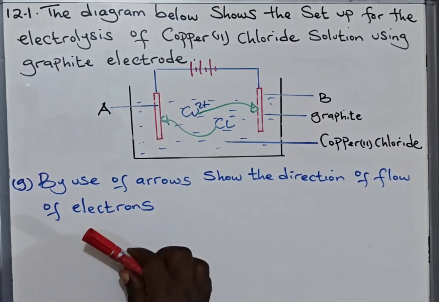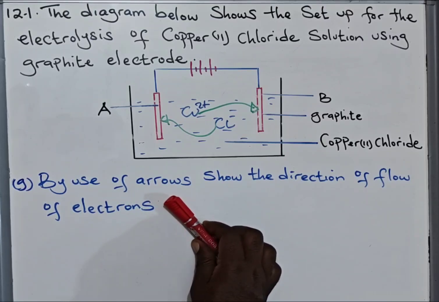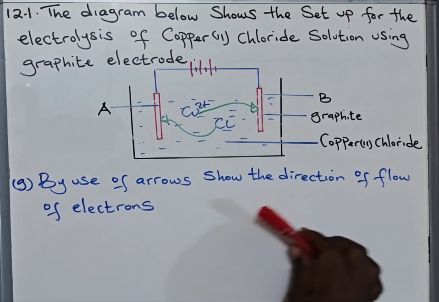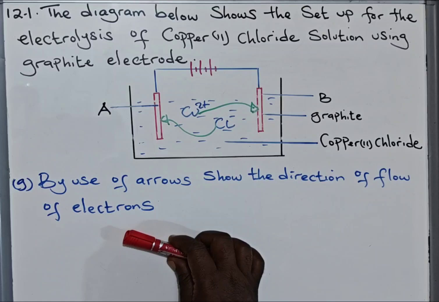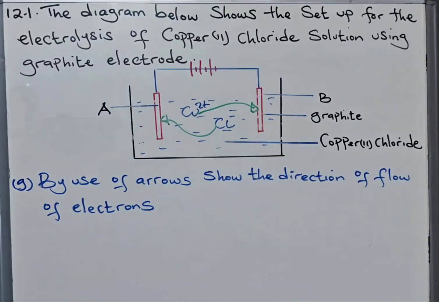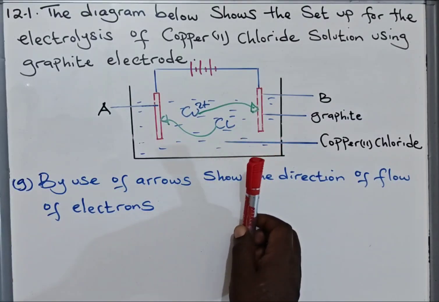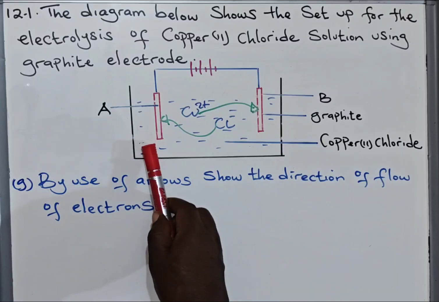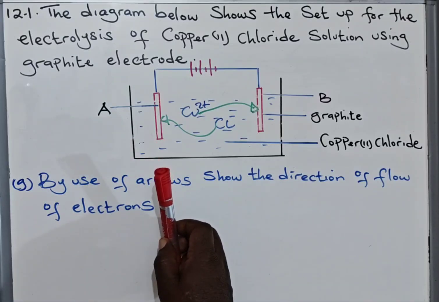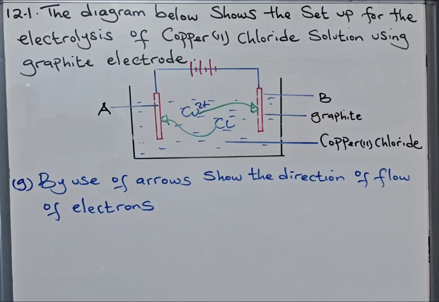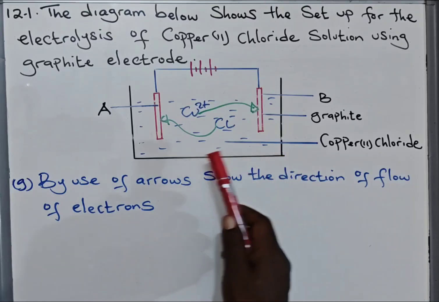Yeah, then we come to this question. It says that by use of arrows, show the direction of flow of electrons. On the circuit here, how do electrons flow? Here I need to tell you that electrons in an electrolytic cell flow from anode to cathode. During our times, we used to say from A to C for easy recalling, because A comes before C. So the question is, which one is anode?